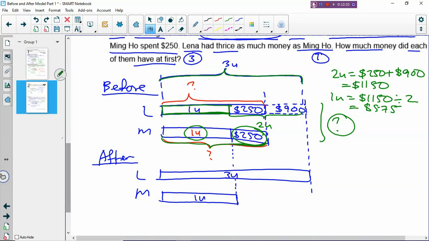You look at the arrow sign, from where to where. So 1 unit will be $575 plus $250, and your answer will be how much? So 575 plus 250. Each of them must have $825 at first. So Minho has 825, and Lina must also have the same amount, 825. Okay, so that's how you look at the model on its own.